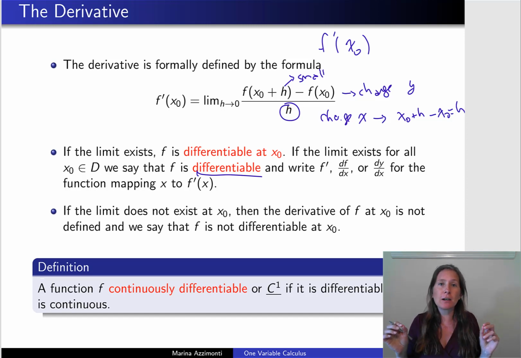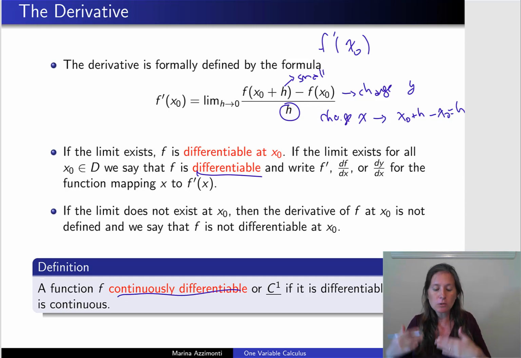So there are functions that are differentiable everywhere, and moreover, whose derivative is a continuous function, we are going to call those functions continuously differentiable. So a continuously differentiable function, or C1, is going to be a function with two properties.